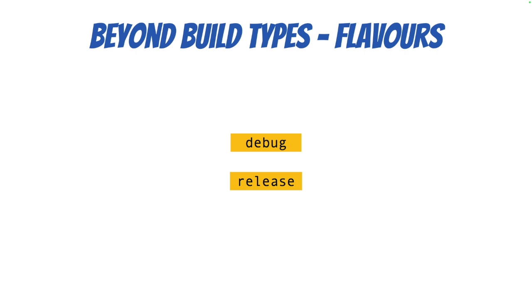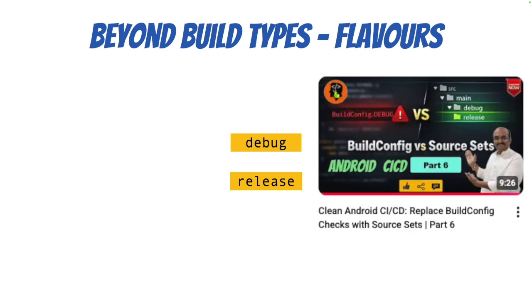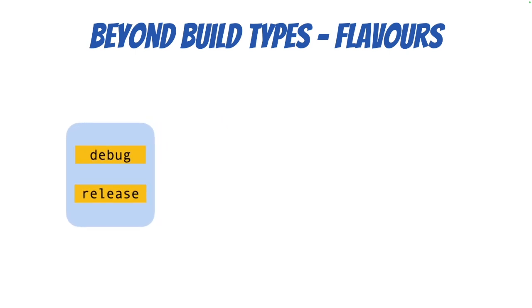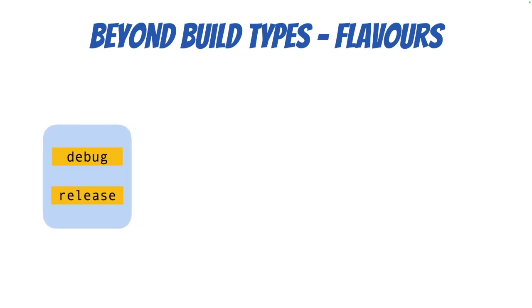In the previous video, we were talking about the build types, debug and release. And we also understood how to use source sets to control the behavior without resorting to writing if and else condition. And build types are useful, but those are not the only ones that you will be working with in Android application development. So it is time to move beyond build types.